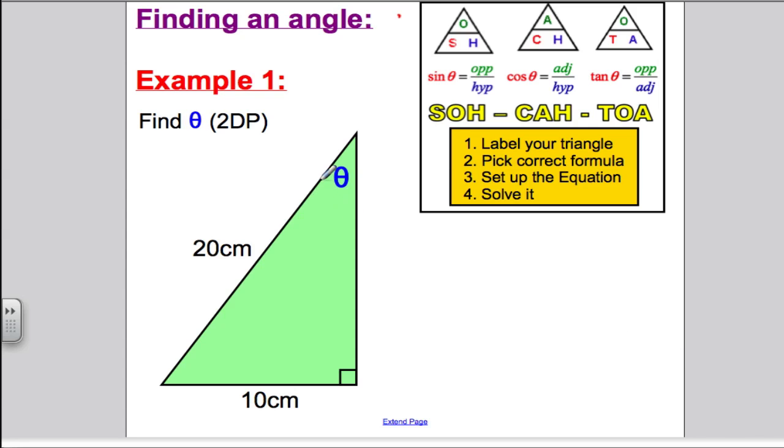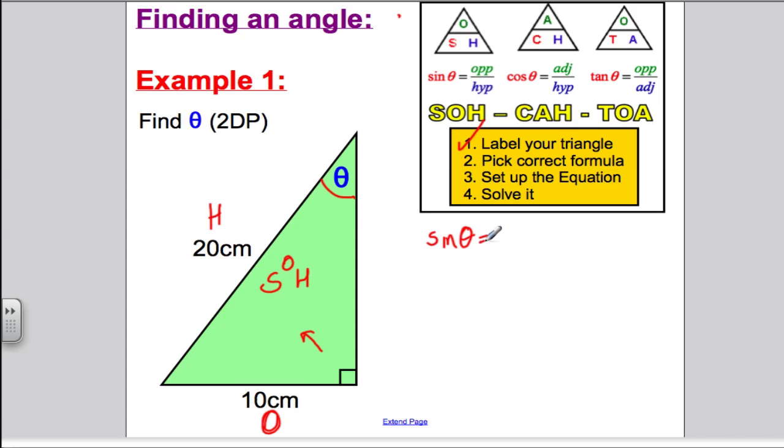We are asked to find this angle here, and we are given 2 of the sides. So the thought process here is, I've got a right angle triangle, I'm finding an angle, it's got to be trigonometry, SOHCAHTOA. Start off again by labelling your triangle. The 10 is opposite, and the 20 is opposite the right angle, so it must be the hypotenuse. What in SOHCAHTOA has O and H? Well, SOH. So write down what that means.